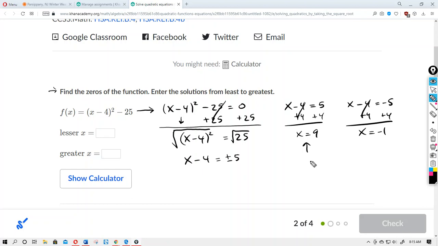So this one is the greater, and this one is the lesser. So the lesser x is negative 1, and the greater x is 9.